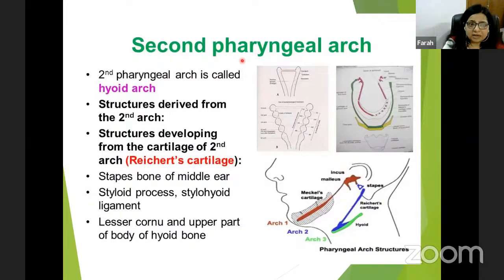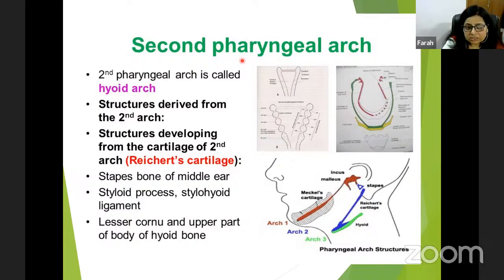Then comes the second arch. The second arch is the hyoid arch, and everything related to the hyoid is derived from the second arch, along with the structures which are related to the stapes bone, that is the ear ossicle. Now the cartilage of the second arch is known as Reichert's cartilage.